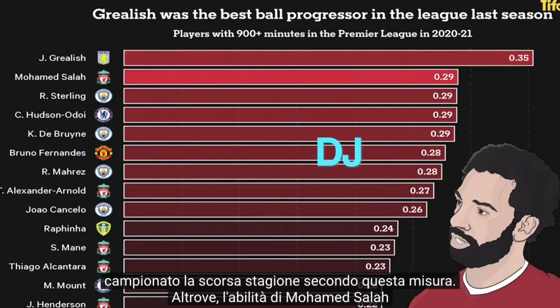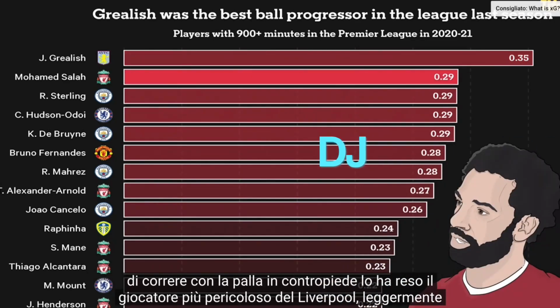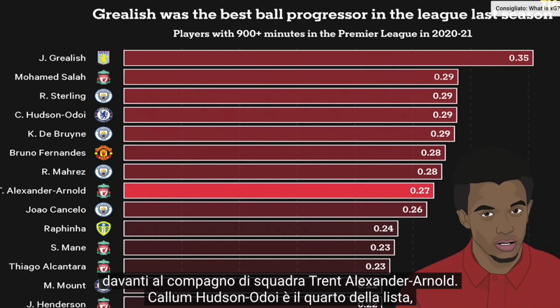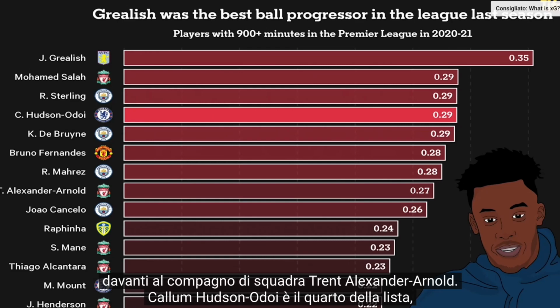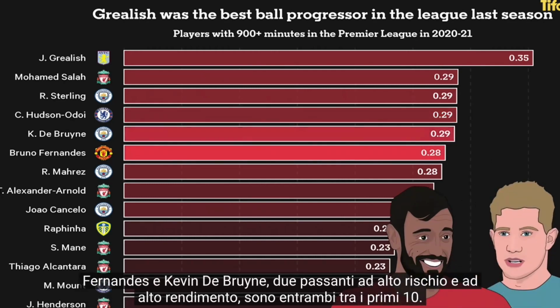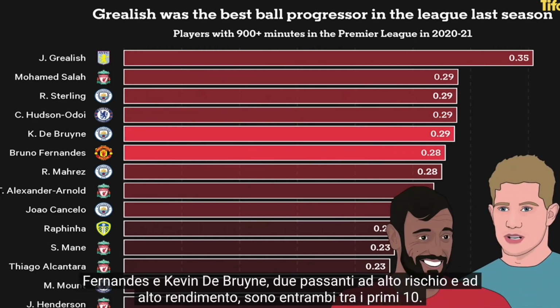Elsewhere, Mohamed Salah's ability to run with the ball on the break made him Liverpool's most dangerous player, slightly ahead of teammate Trent Alexander-Arnold. Callum Hudson-Odoi is 4th on the list, perhaps showing just how underrated he is as both a passer and a carrier. Bruno Fernandes and Kevin De Bruyne, 2 high-risk, high-reward passers, both make the top 10.